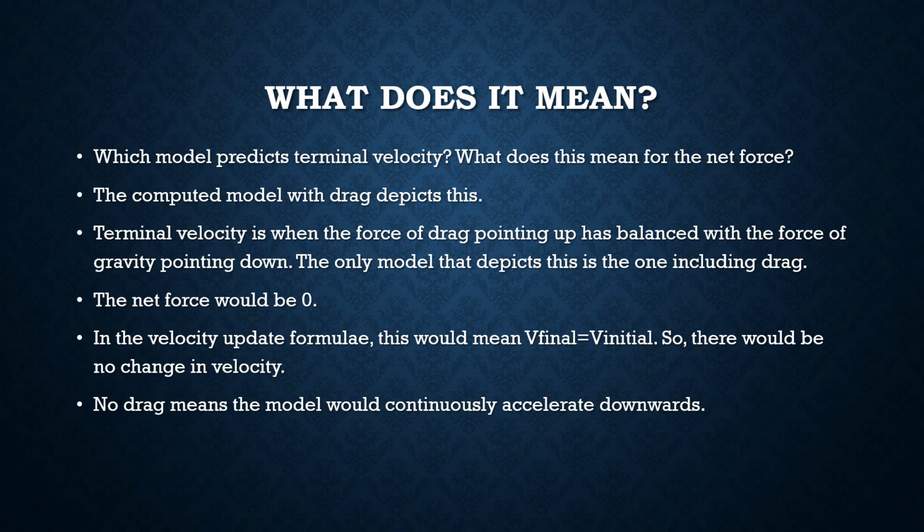So the net force would be 0, and in the velocity update formula, this would mean that v final equals v initial because the net force is 0, so there would be no change in velocity. And no drag means that the model will continuously accelerate downwards. That would be like the first graph with the slope.